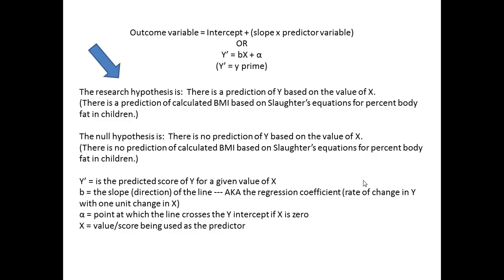Our next value is the point at which the line crosses the y-intercept if x is 0, and x is the value or score that's being used as the predictor. It's our independent variable.